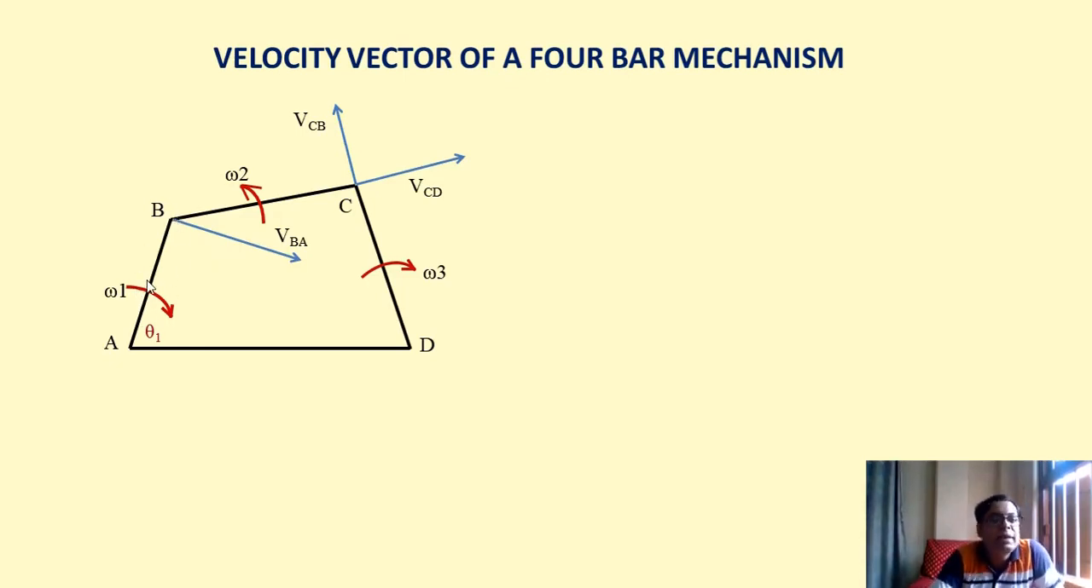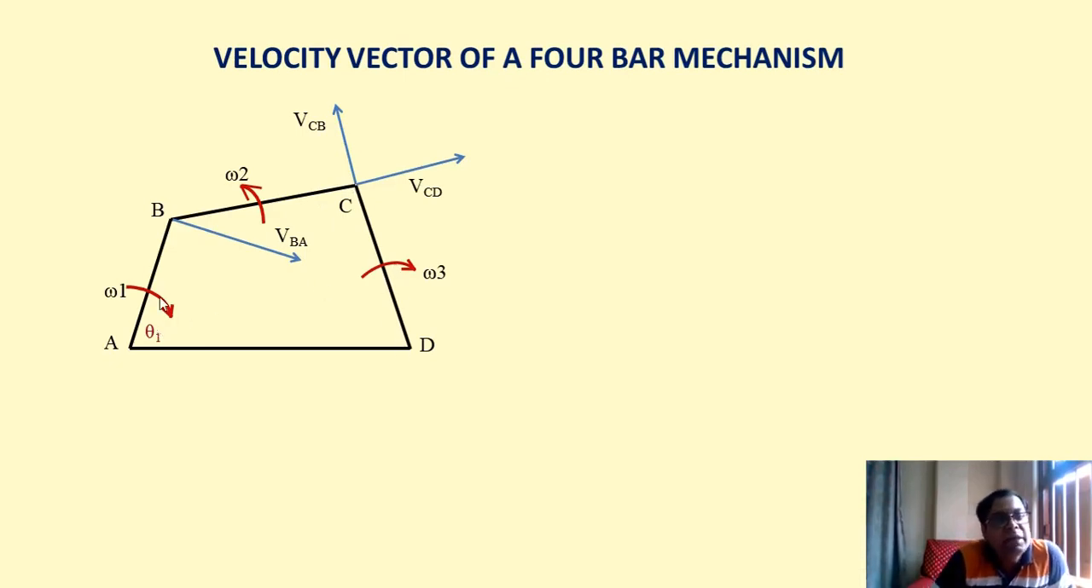That is, when the crank is rotating in the clockwise direction, the connecting rod will also rotate in the clockwise direction. Now coming back to this section B, C and D, that is between the rocker arm and the connecting rod. BC is the connecting rod and CD is the rocker arm.